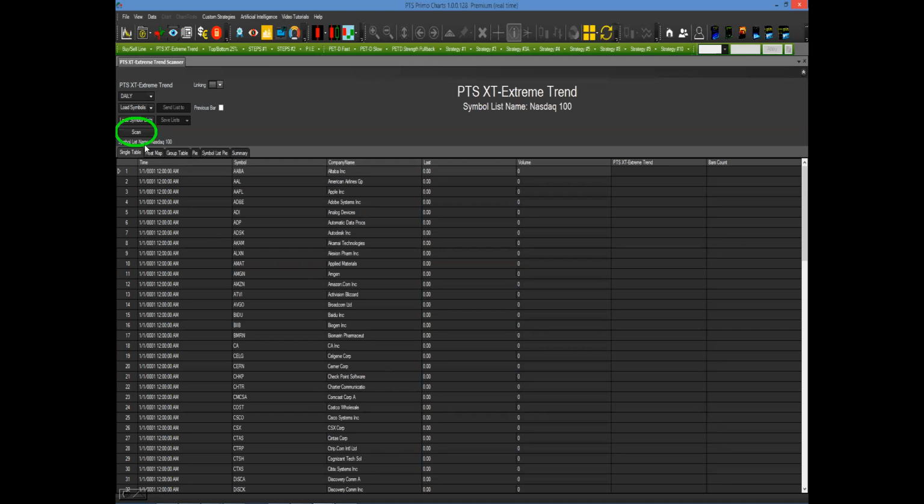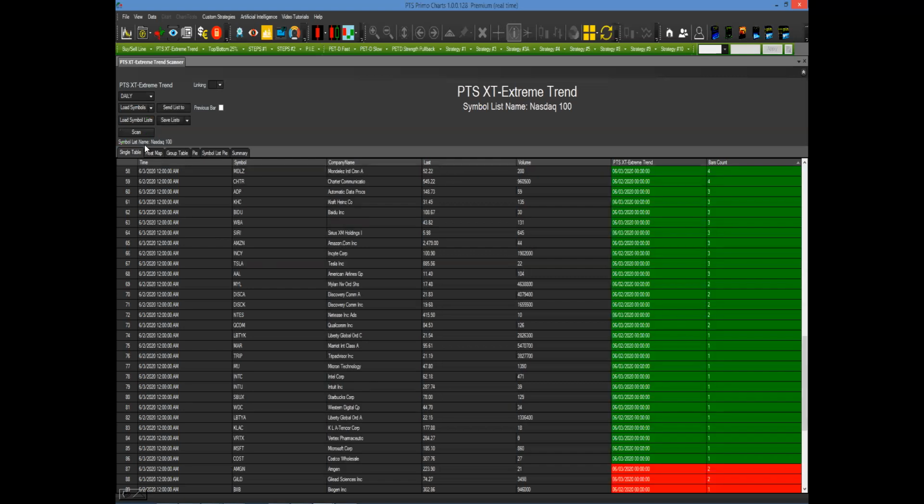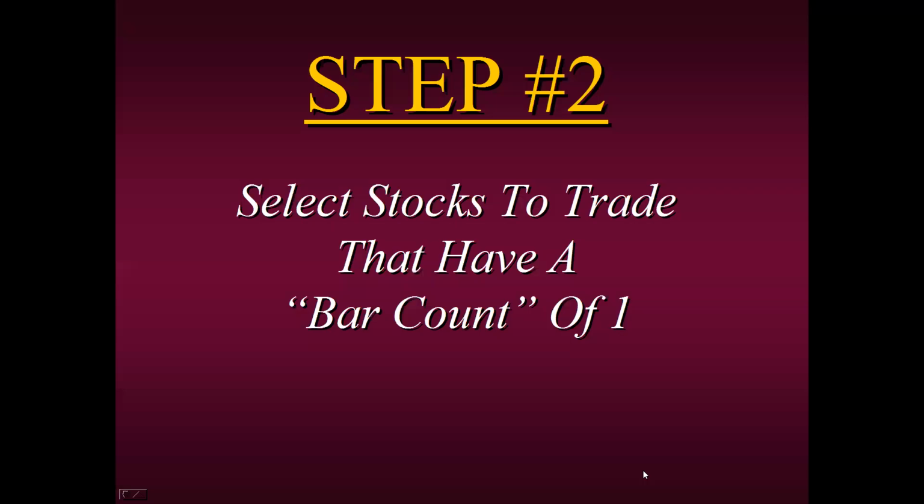I've taken probably 10 times longer than it takes to do this, but in less than 30 seconds, you'll see a list of green or red colored bars here. All right. That takes us to step number 2. We want to select stocks to trade that have a bar count of 1. So what does that mean? Well, let's go back to the page again.